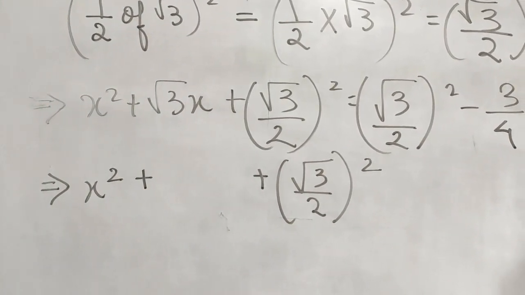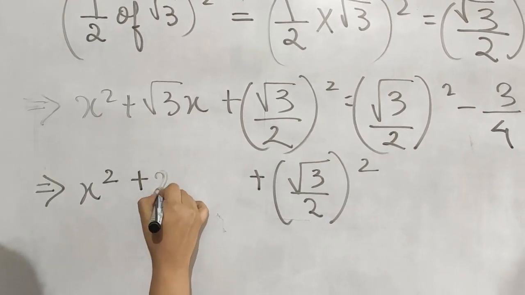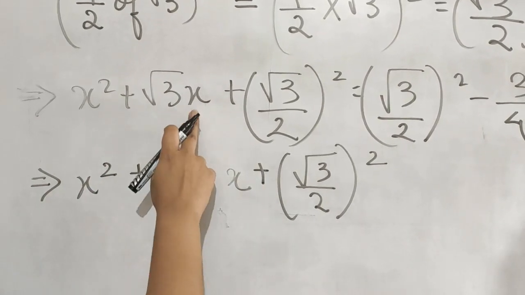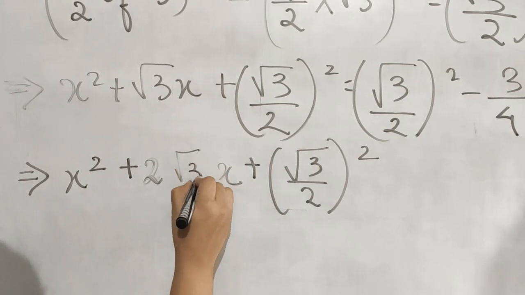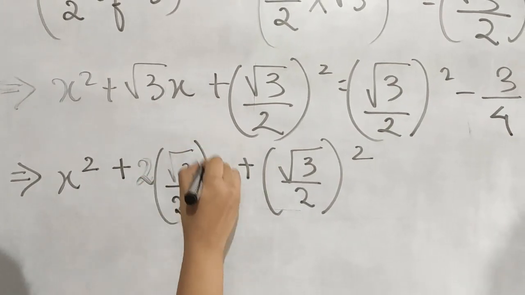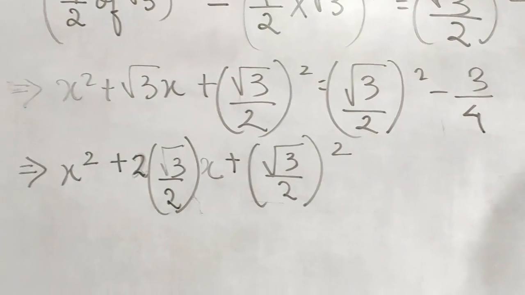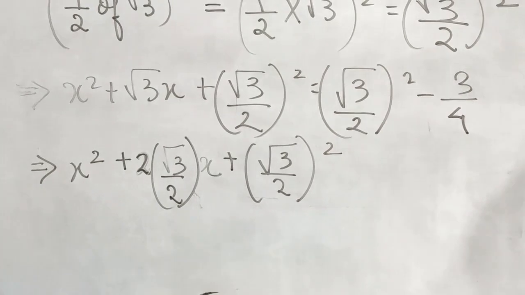2ab. 2ab will be how much, children? 2, we already have it here. A is x, that is already there. B is what? Root 3 by 2. So you see, children, now this is x square plus 2ab plus b whole square.